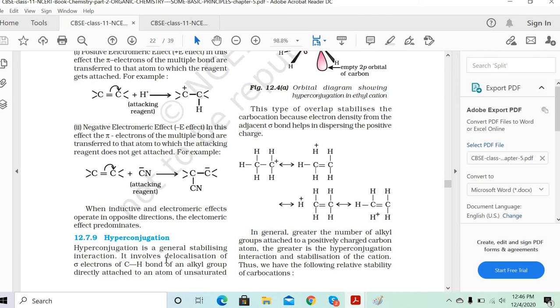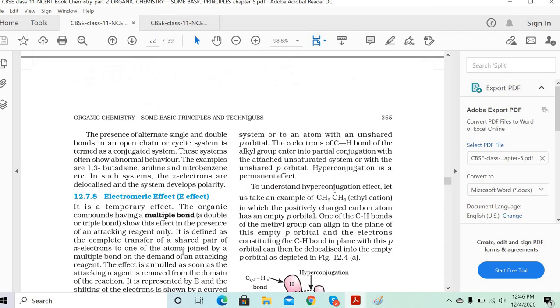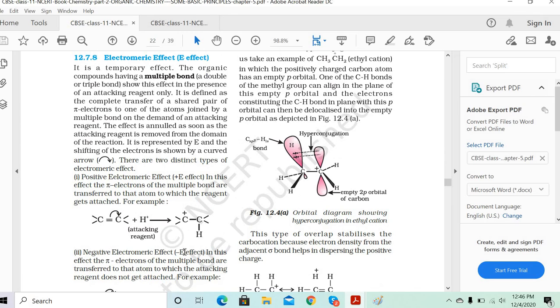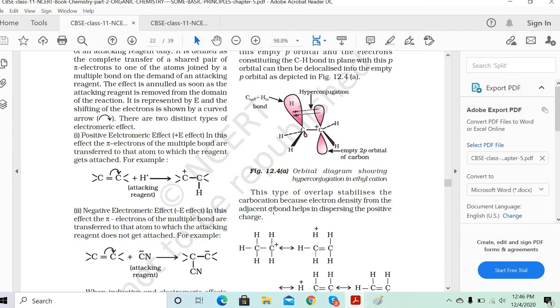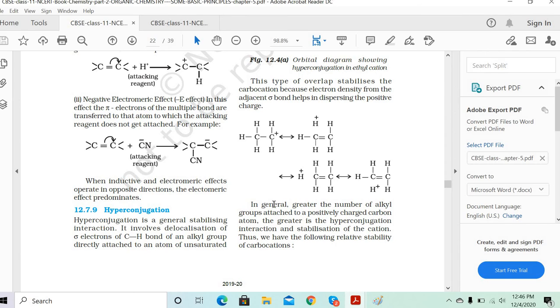Clear? Let's go to hyperconjugation now. To understand hyperconjugation, let's understand the orbital diagram showing the ethyl cation. Now in the ethyl cation, what happens? Draw the figure 12.4a. Okay, sir.